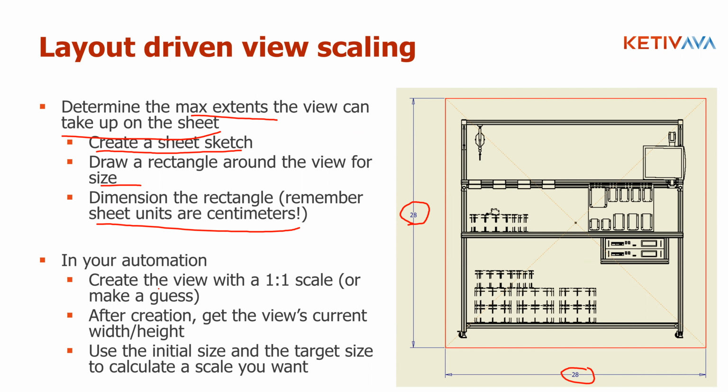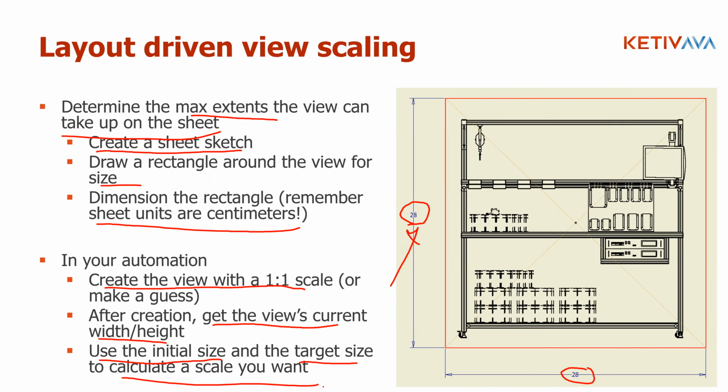So in our automation, usually we just create the view with a 1-to-1 scale, or we might make a guess, but we know the guess is usually going to be wrong. After that, we then ask the view, what's your current width and height? And then we use that initial size and the target size that we actually want it to be, and we just calculate a new scale and we apply it to the view.